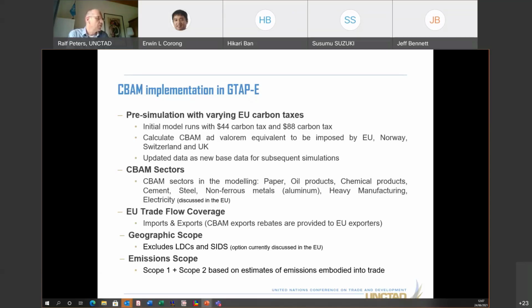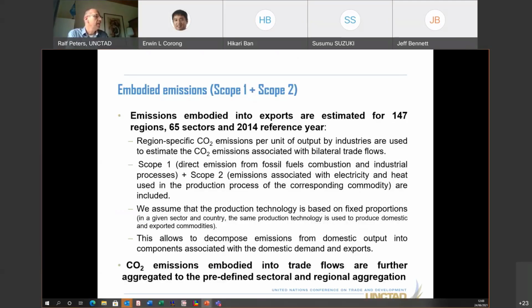We look into the EU trade flows. So we cover imports, and in one scenario, we also look into the exports of those energy-intensive sectors, because we have one scenario where we introduce an export rebate. We exclude LDCs and SIDs, also as discussed currently in the EU, and we focus on Scope 1 and Scope 2 emissions. That means that we include all direct emissions from fossil fuels combustion and industrial processes, plus those emissions that are included in electricity used for the production process.